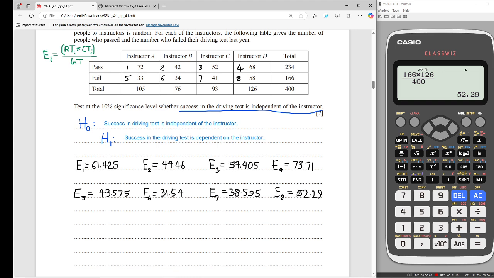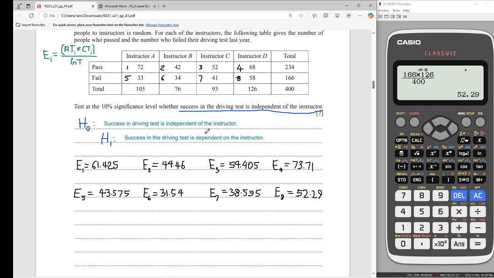Okay, so just one thing I need to state: when you're labeling numbers 1 to 8, you can label them as 1 2 3 4 5 6 7 8. You can label them as whatever you want, but just remember, when calculating E3 for example, and if you're labeling them as 1 2 3, you should calculate the expected value for this cell, not this cell. Make sure you calculate the expected values according to what you label them. I've labeled them row by row, you can do column by column.